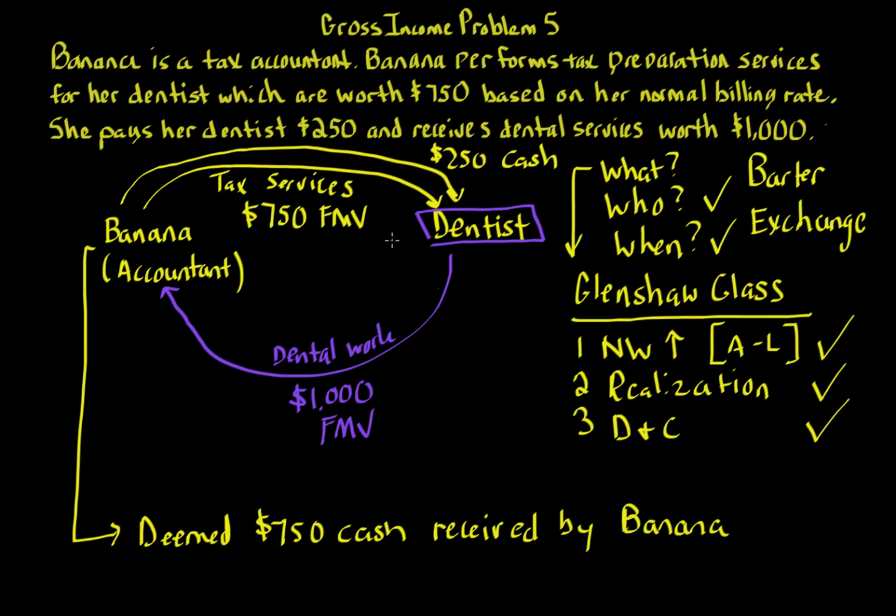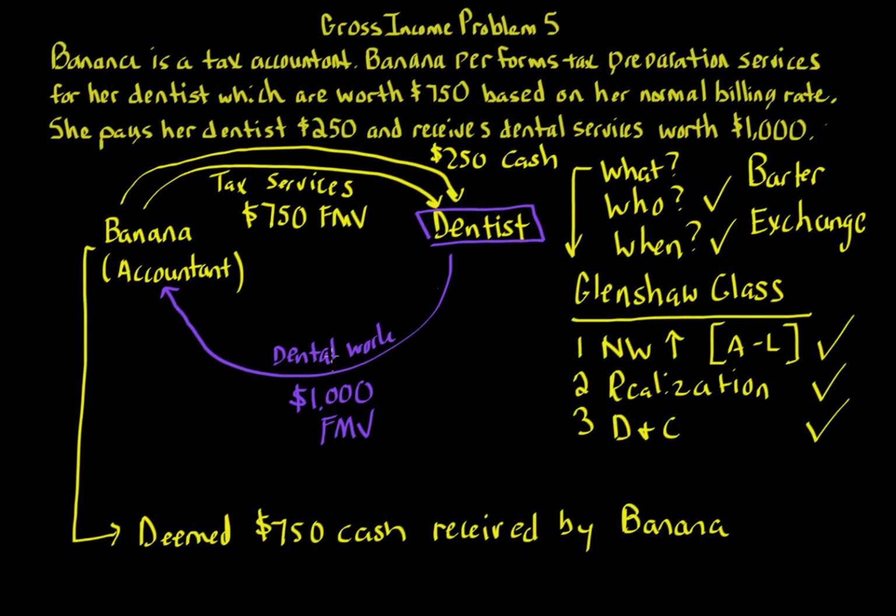What would happen if banana got $750 in cash in exchange for the services? We would have Glenshaw Glass, right? Because banana's assets would go up by $750. We'd have realization since it's services and no dominion control issues. And then it'd be easy. It's $750, and we put that on a tax return. So that's not an issue. We apply the same reasoning here.